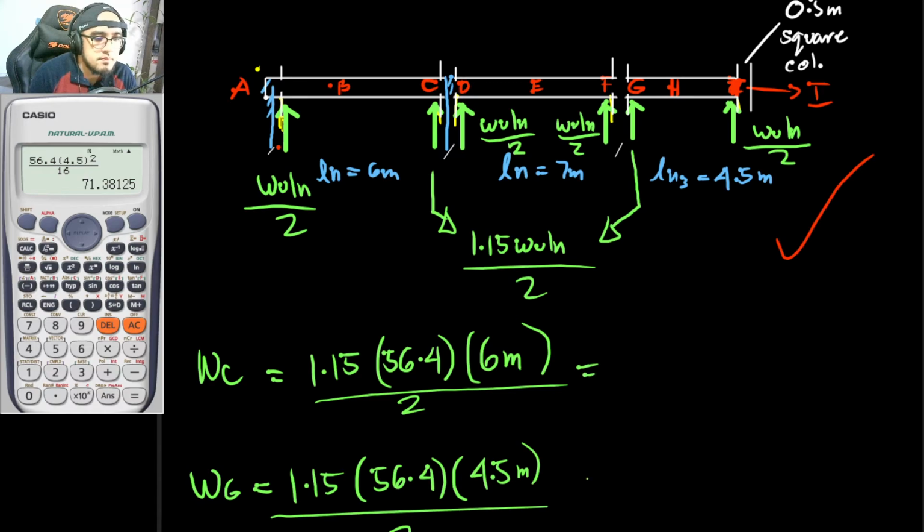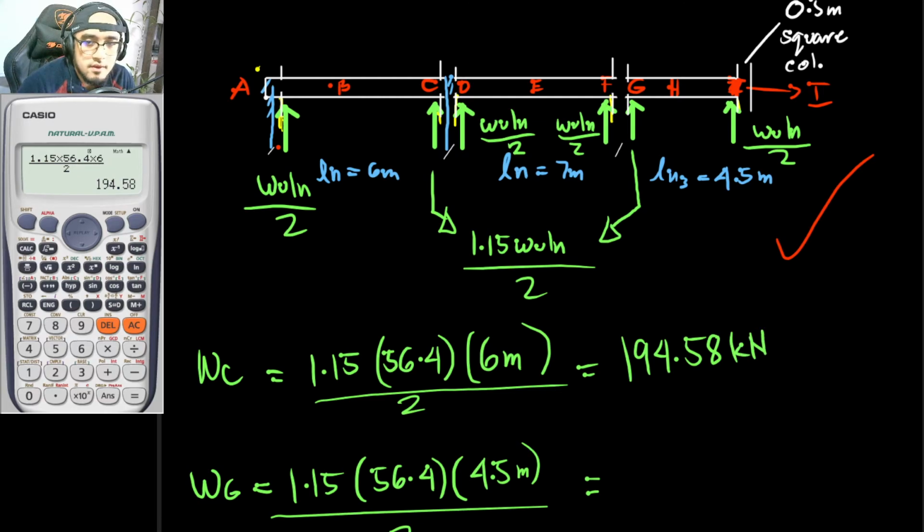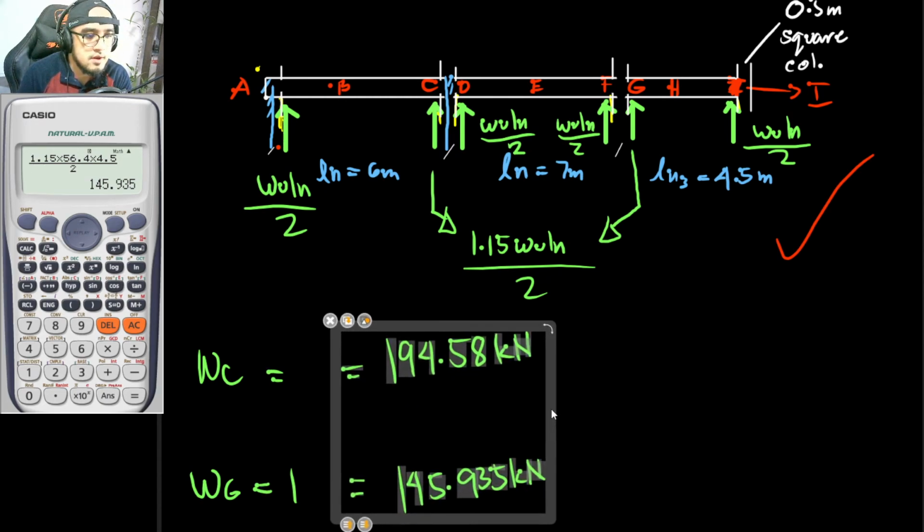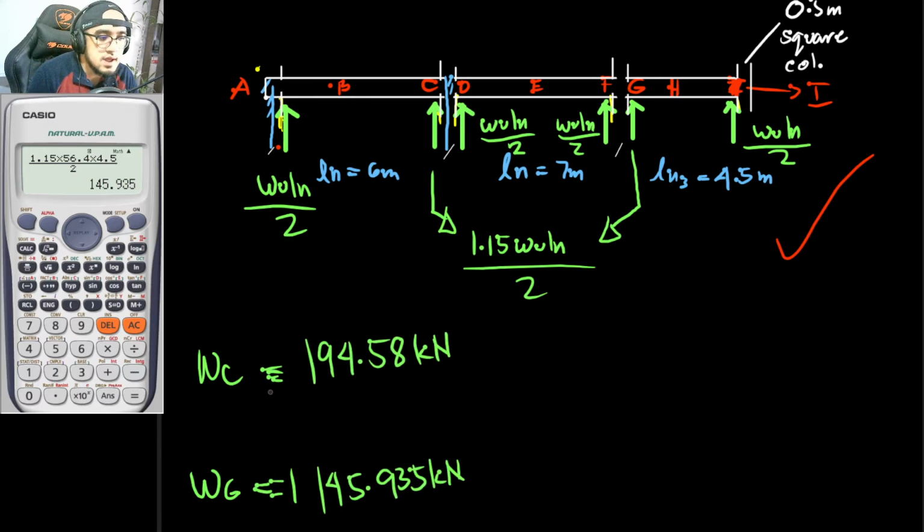So solving for them will give us an answer of, so 1.15 times 56.4 times 6 divided by 2. So our answer here is now to be equal to 194.58 kilonewtons. And our answer for the next one is to be 145.935 kilonewtons. Okay, so ayun, delete ko na lang ulit to para may move natin to. So those are to be for WC and WG.